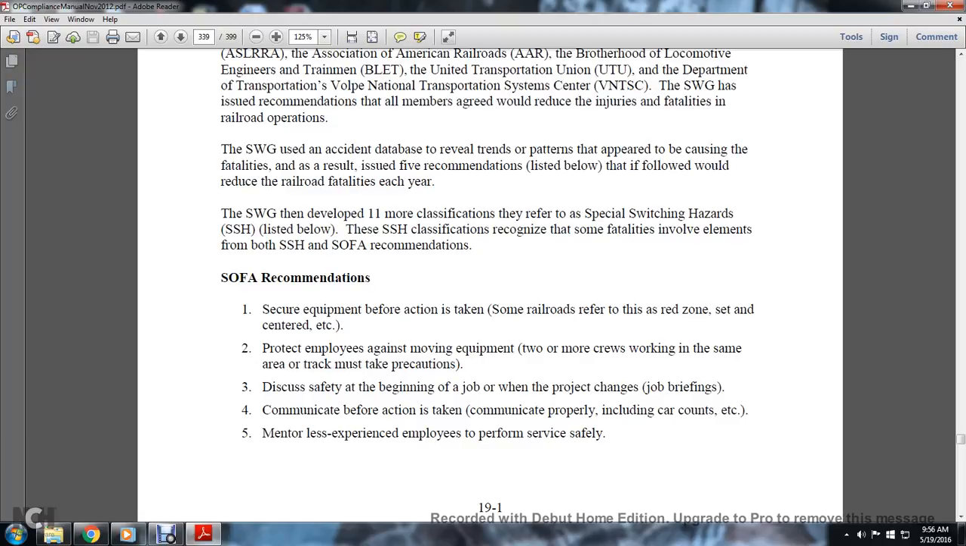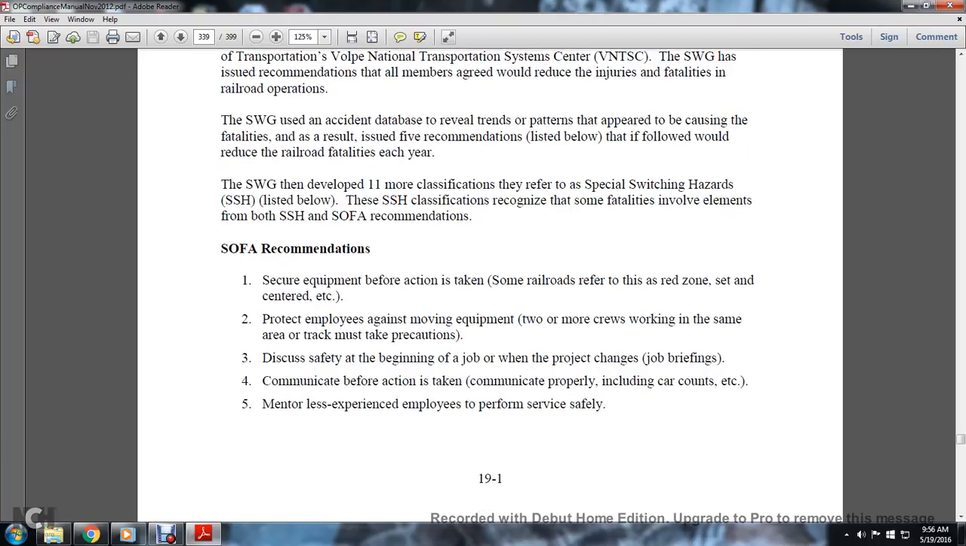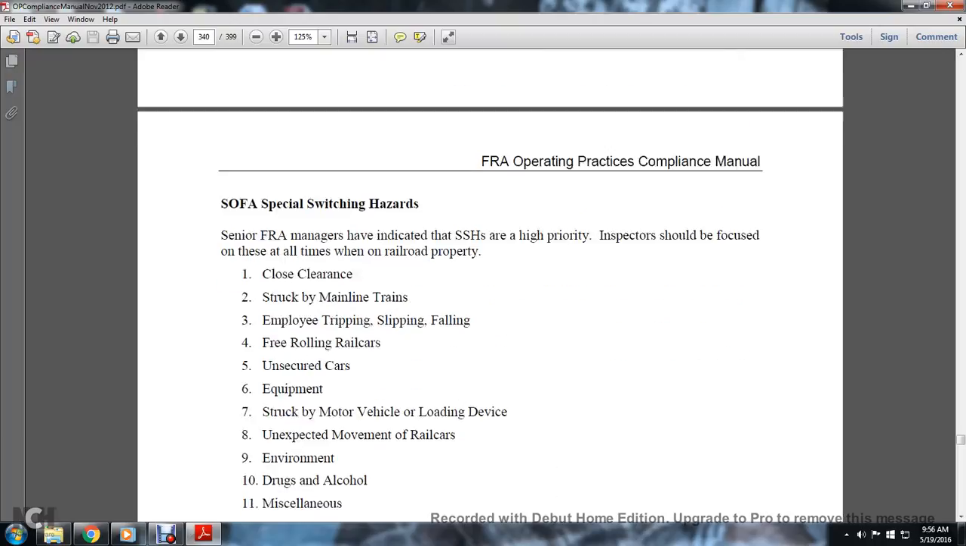All right, so for the recommendations: ensure equipment is secured before action is taken; some railroads refer to this as the red zone. Hold safety briefings of the job, and when the project changes, hold new job briefings and communicate before the action is taken. Communicate properly, including car counts, etc. Mentoring allows experienced employees to help others perform safely.